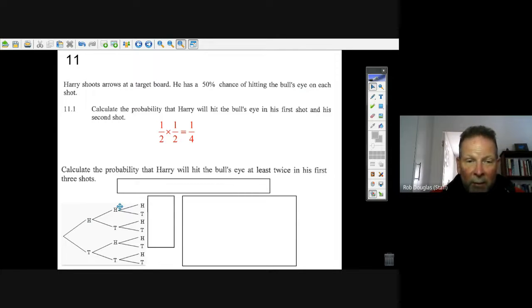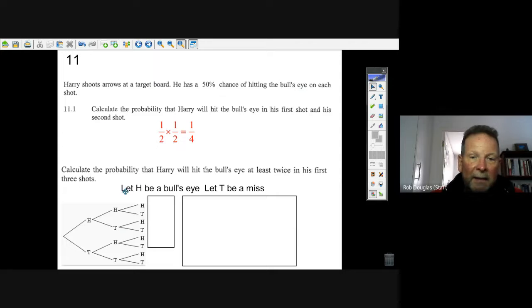What we're going to do is, instead of head and tail, I'm going to let the head be a bullseye. So 50% chance of getting a bullseye, and a T's a miss. Bullseye and miss, and just pretend it's like that. And then let's take a look down the tree. If you do it 3 times, you could get 3 heads in a row. That's one thing out of 8 that can happen.